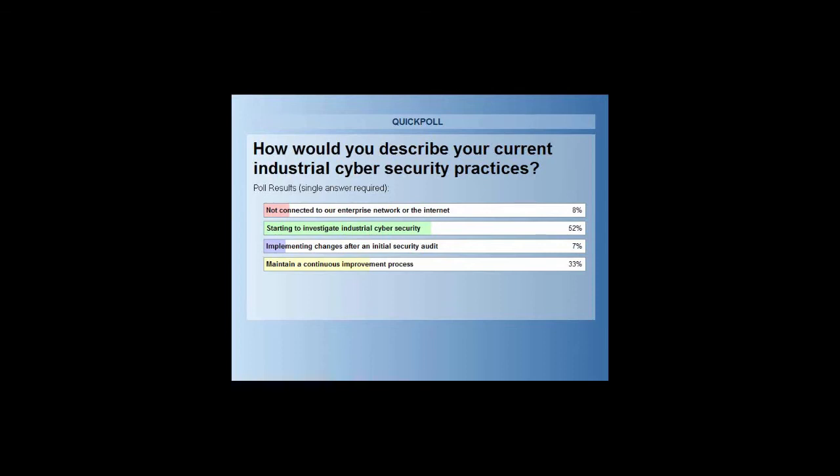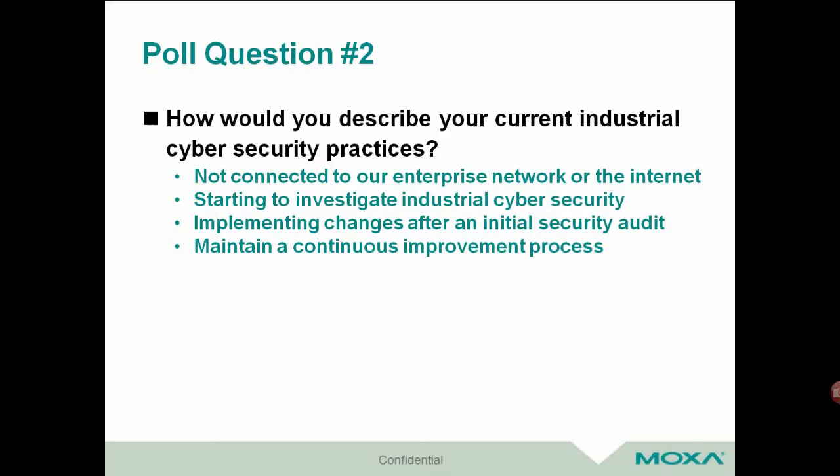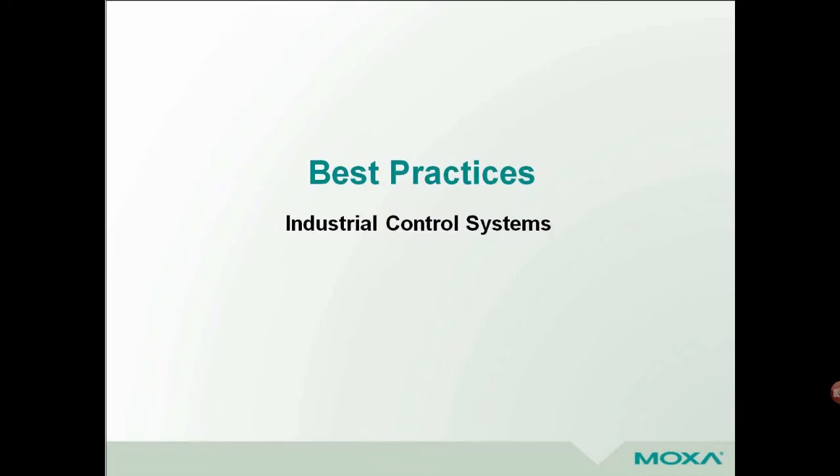So it looks like 52% of you are just starting to investigate industrial cybersecurity. Then 33% of you maintain a continuous improvement process, with roughly 7 to 8% of you either not connected to your enterprise network or implementing changes after an initial security audit. Okay. So now that we've had a little understanding of some of the risks, the unique challenges, and standards around securing industrial control systems, let's look at some best practices.